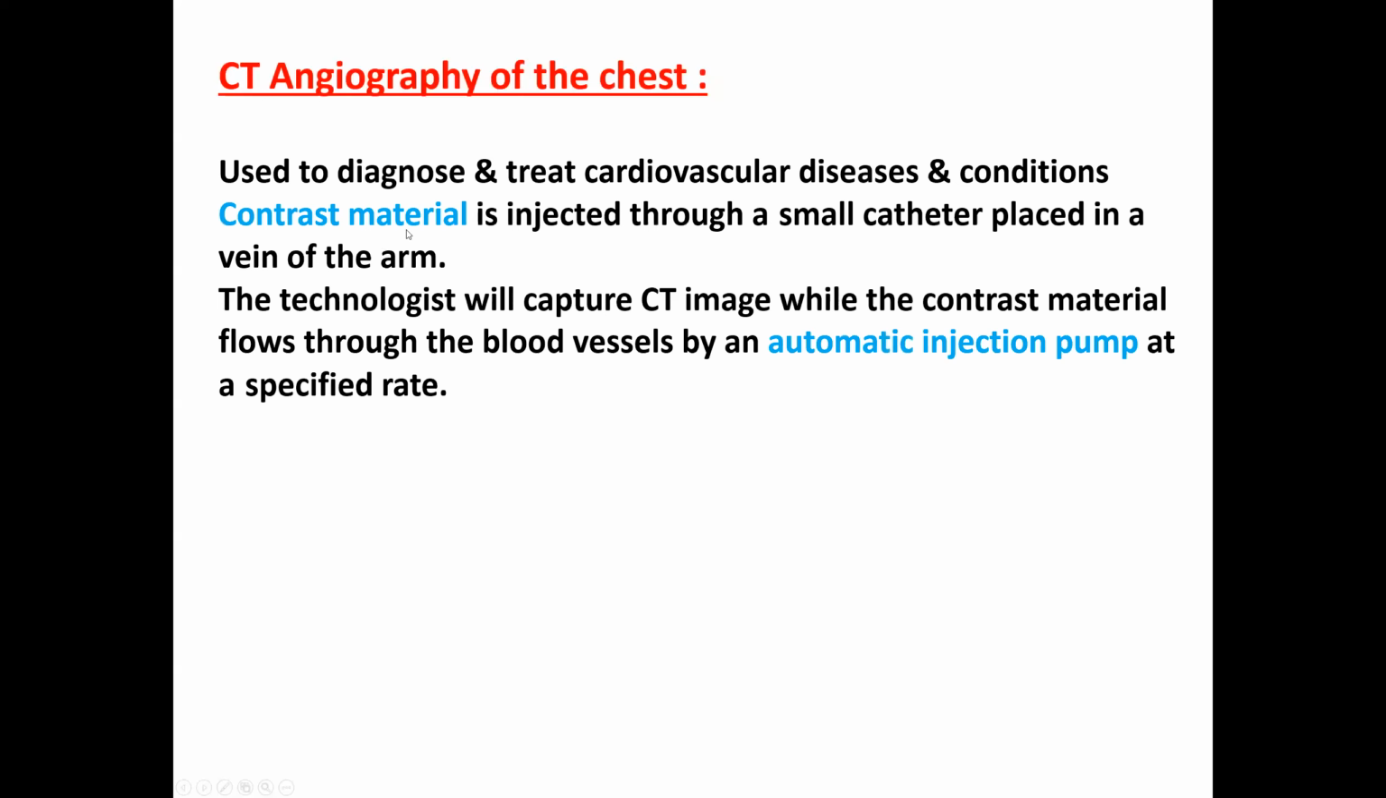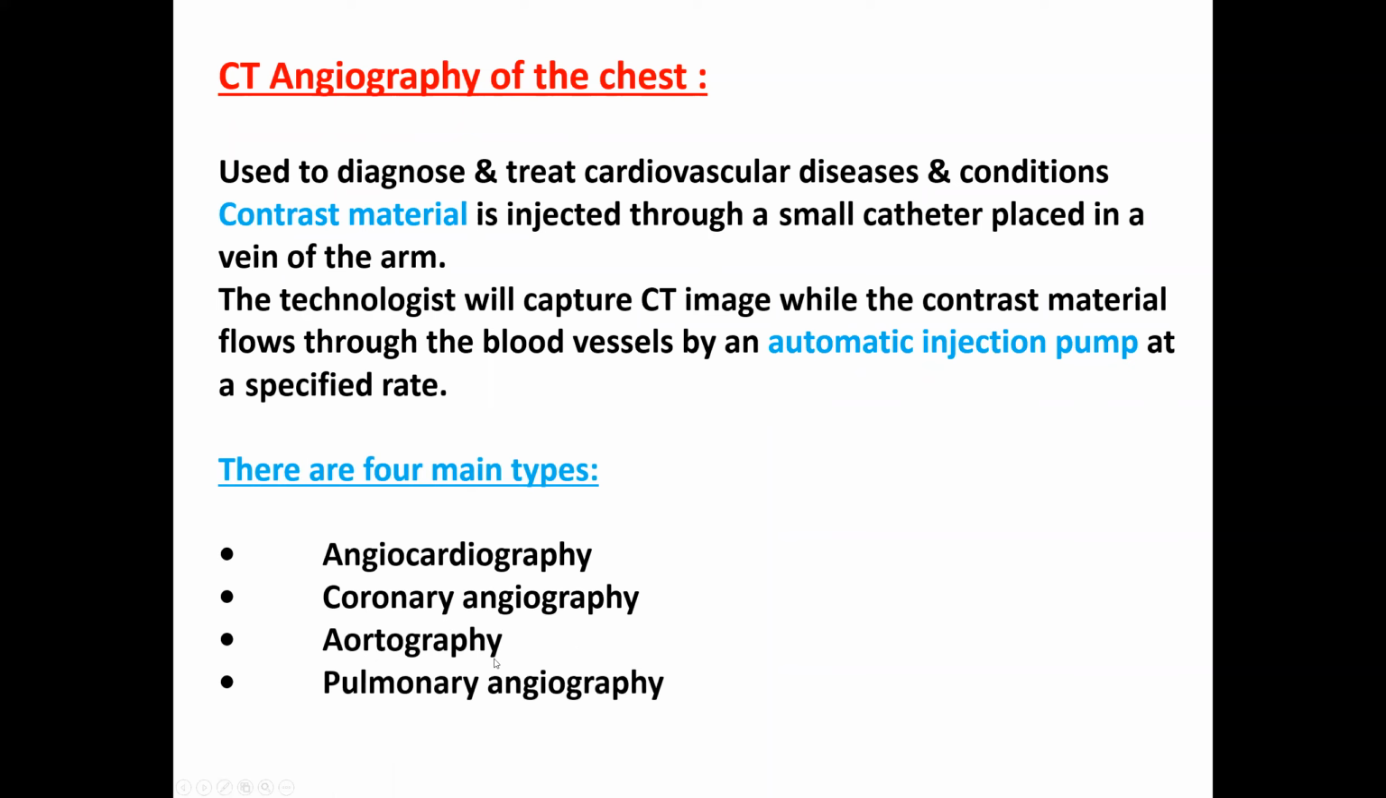CT angiography of the chest. Used to diagnose and treat cardiovascular diseases and conditions. Contrast material is injected through a small catheter placed in a vein of the arm. The technologist will capture CT images while the contrast material flows through the blood vessels, delivered by an automatic injection pump at a specific rate. There are 4 main types: angiocardiography, coronary angiography, aortography, pulmonary angiography.